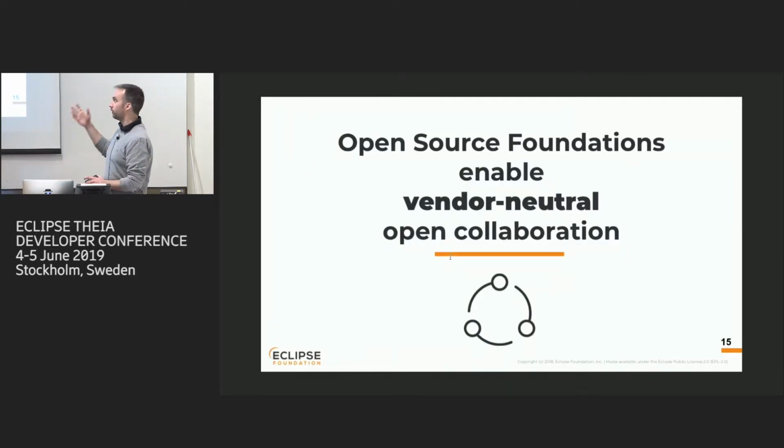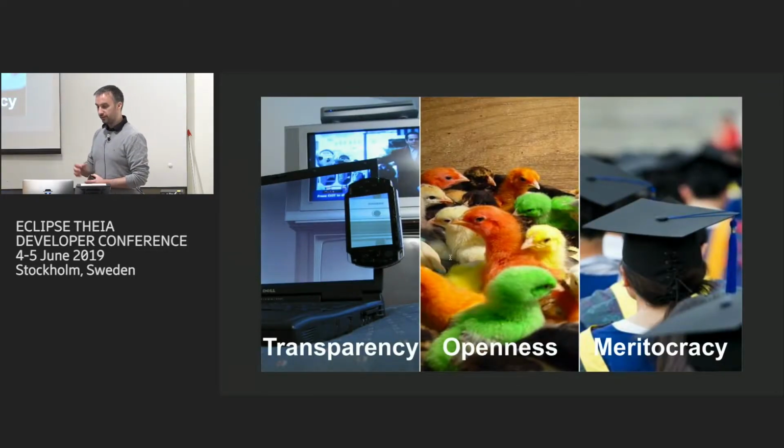And the Eclipse Foundation and all open source foundations enable this vendor-neutral open collaboration. And they do that, and we do that, by respecting and ensuring that the best practices of open source are applied everywhere and at every stage of projects. Those best practices are transparency, openness, and meritocracy.